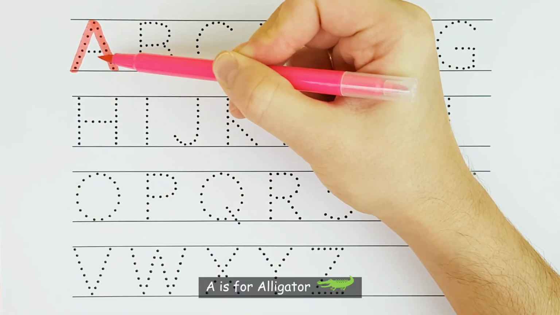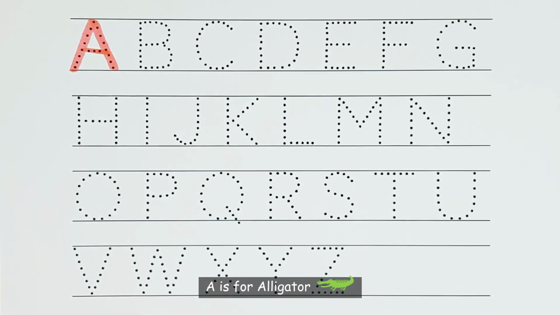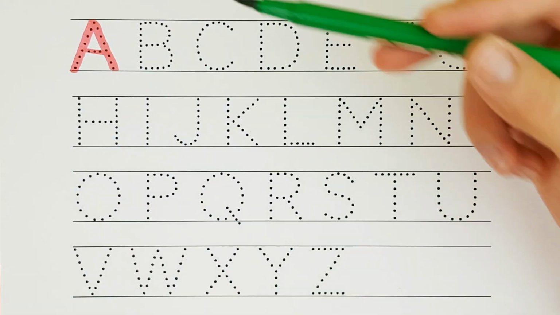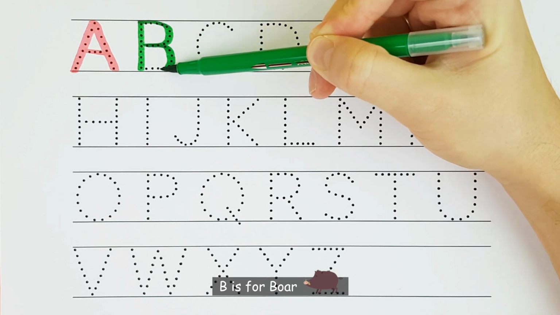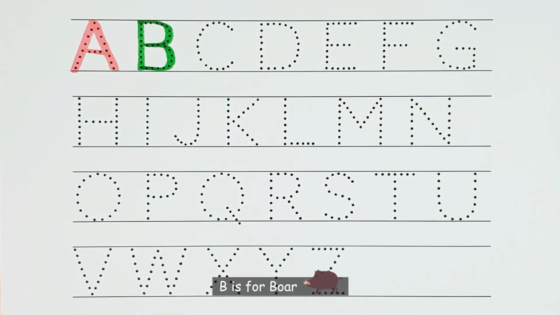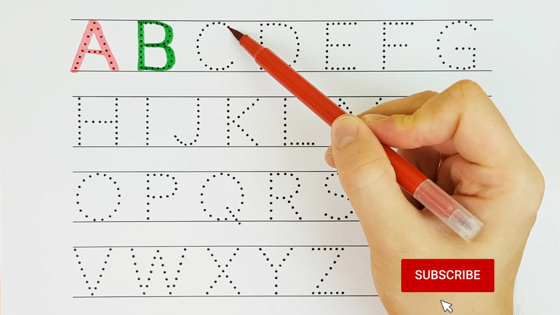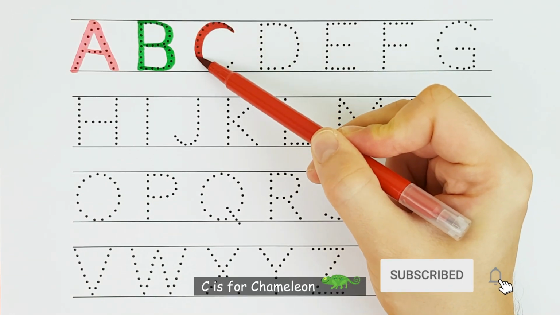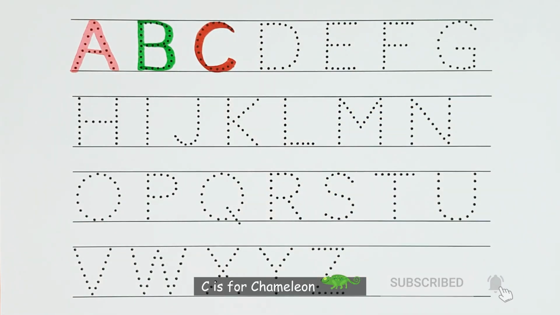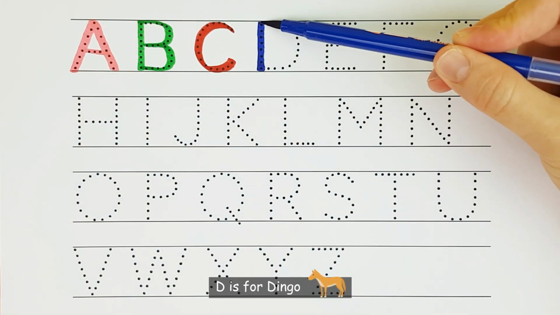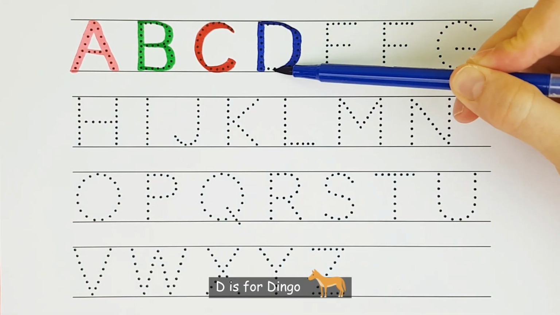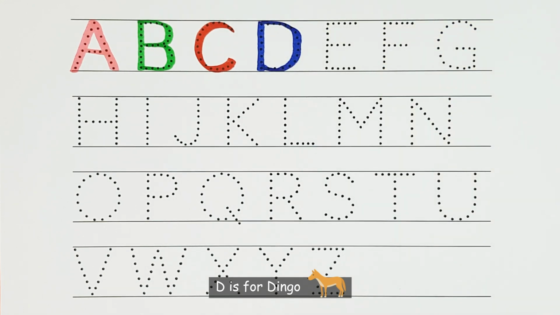A. A is for alligator. B. B is for boar. C. C is for chameleon. D. D is for dingo.